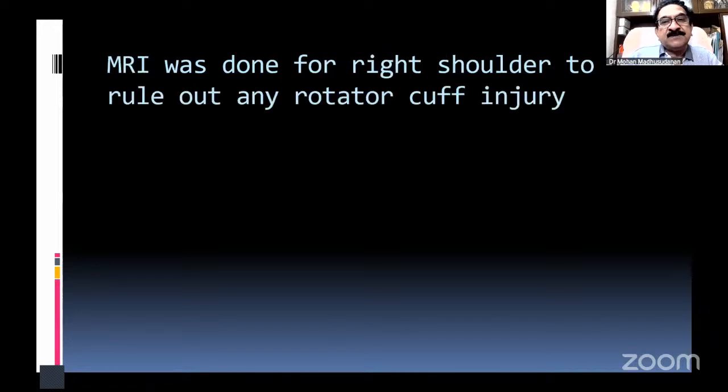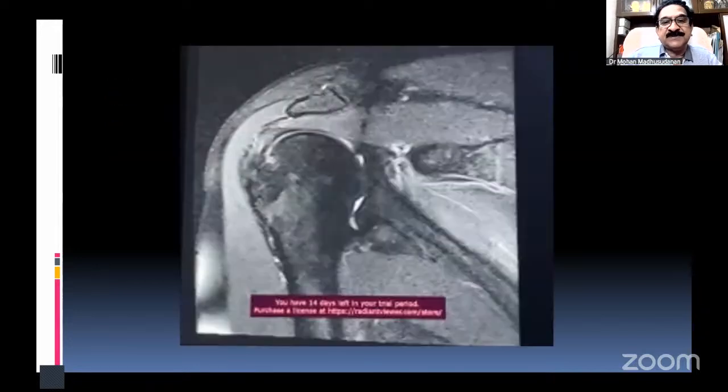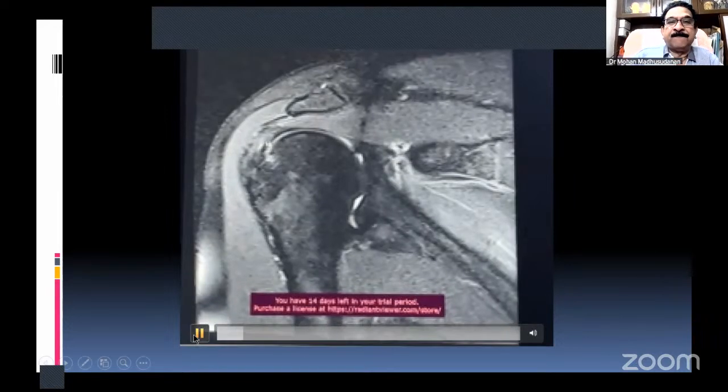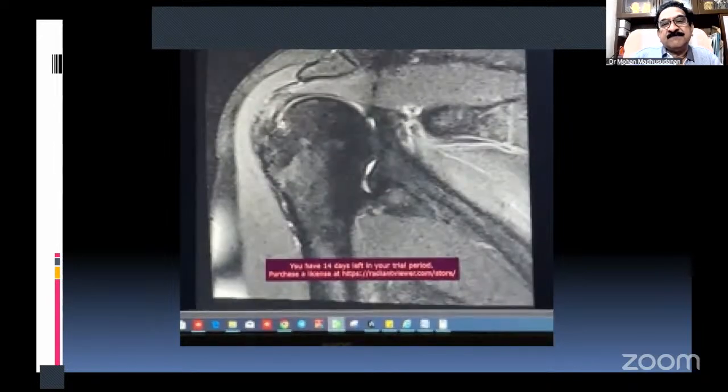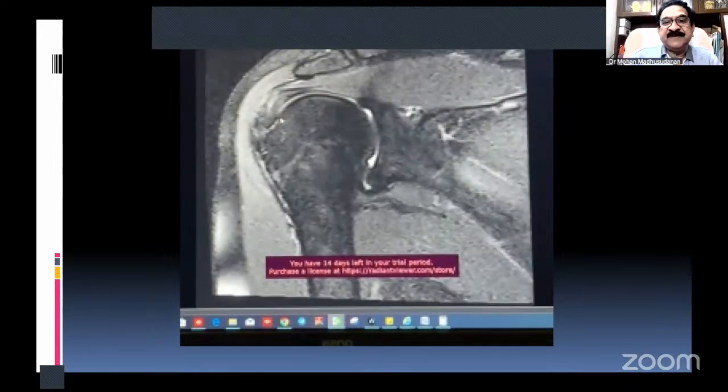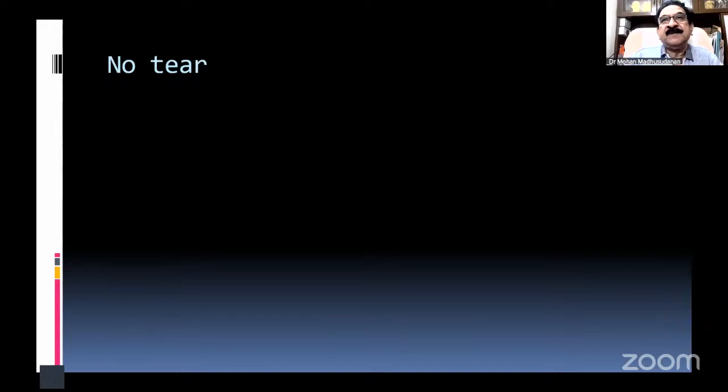So MRI was done to rule out a rotator cuff injury. This is the MRI done. There is no real rotator cuff injury. Mild, very insignificant. No, nothing, no tear at all. What would you like to do?